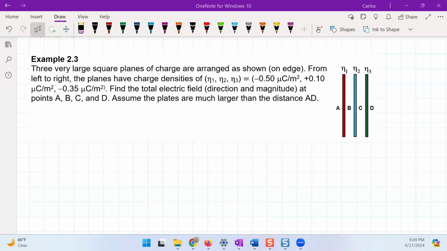Example 2.3. Three very large square planes of charge are arranged as shown. From left to right, the planes have charge densities of eta 1, eta 2, eta 3 of the given values and signs. Find the total electric field, direction and magnitude, at points A, B, C, and D. Assume the plates are much larger than the distance AD. In other words, we're dealing with infinite planes.